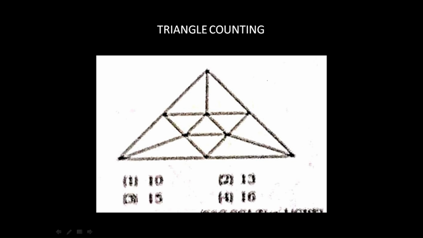Look, the diagram is not that clear. The options are 10, number 2 is 13, number 3 is 15 and number 4 is 16. The options are not clear. So you can see that it is based on the concept which we have discussed today. Solve it. I'm giving you 10 to 15 seconds.